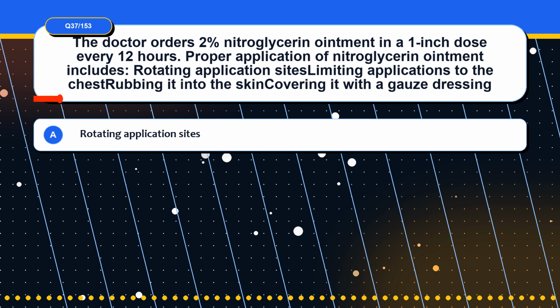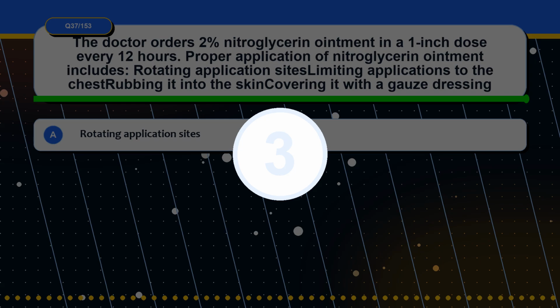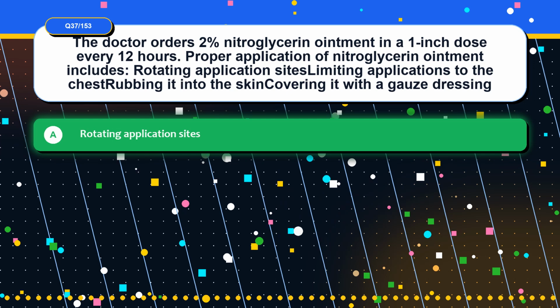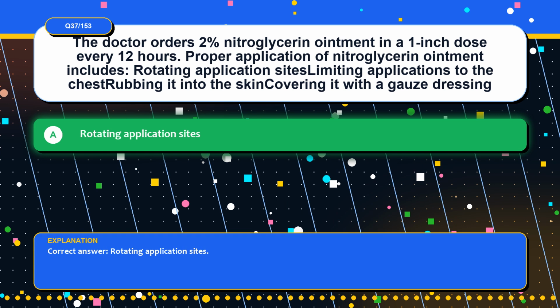Question 37. The doctor orders 2% nitroglycerin ointment in a 1-inch dose every 12 hours. Proper application of nitroglycerin ointment includes rotating application sites, limiting applications to the chest, rubbing it into the skin, or covering it with a gauze dressing. Here are the options. Option A. Rotating application sites. The correct answer is option A. Rotating application sites.